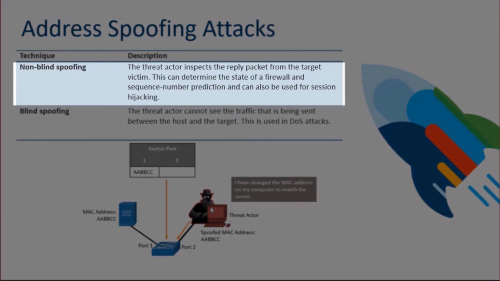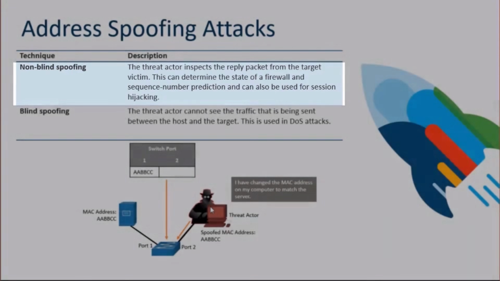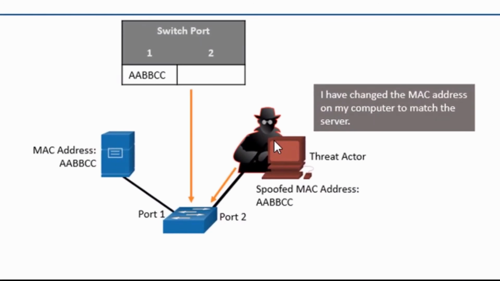They're inspecting the reply packet from a targeted victim. They try to determine the state of the firewall and the sequence number being utilized at that moment, and they try to literally take over and become a client using unethical means. Now, what it comes down to here regarding our threat actor is they're connected to a switch on port 2. They see the MAC address of the server that's existing on port 1. The switch right now understands that the server resides on port 1.